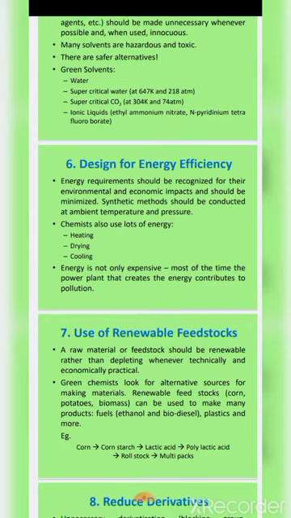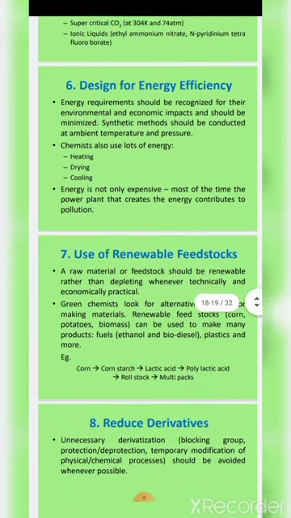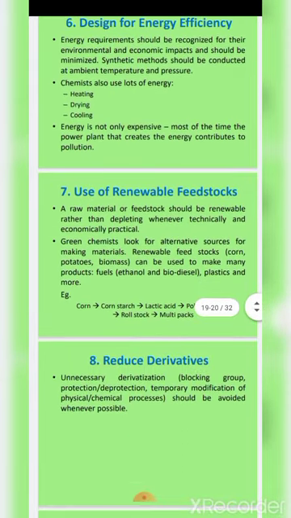And the seventh one is use of renewable feedstocks. A raw material or feedstock should be renewable rather than depleting whenever technically and economically practical. Green chemists look for alternative sources for making material. Renewable feedstock, corn, potatoes, biomass can be used to make many products, fuels, plastics and more.